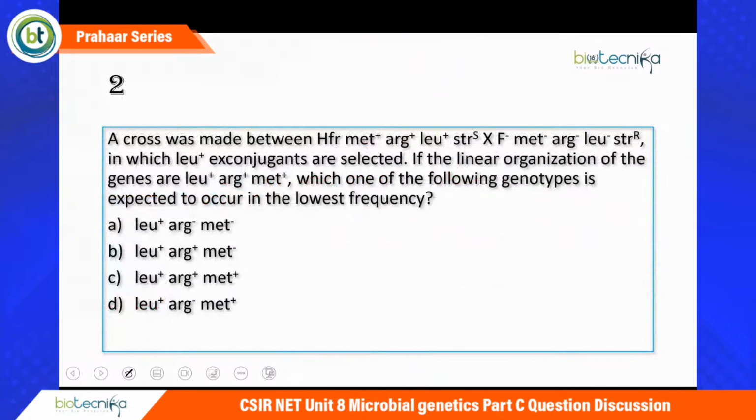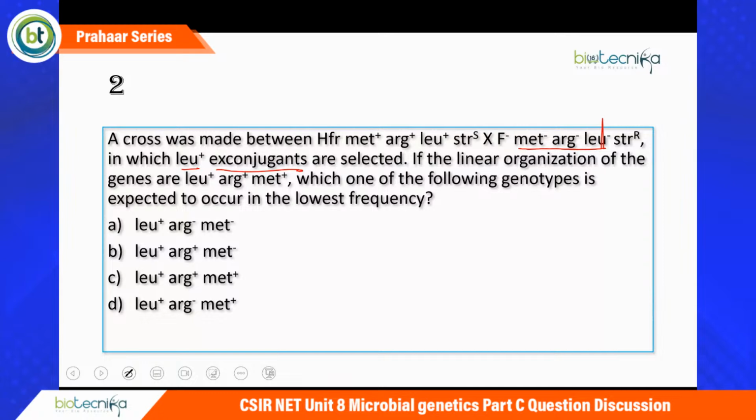Moving on to the next question. A cross was made between Hfr Met plus, Arg plus, Leu plus, Str S, that is sensitive to streptomycin, with an F minus strain, that is the genotype is given as Met minus, Arg minus, Leu minus, in which Leu plus Str R conjugates are selected. If the linear organization of the genes is Leu plus, Arg plus, Met plus, which one of the following genotypes is expected to occur in the lowest frequency?